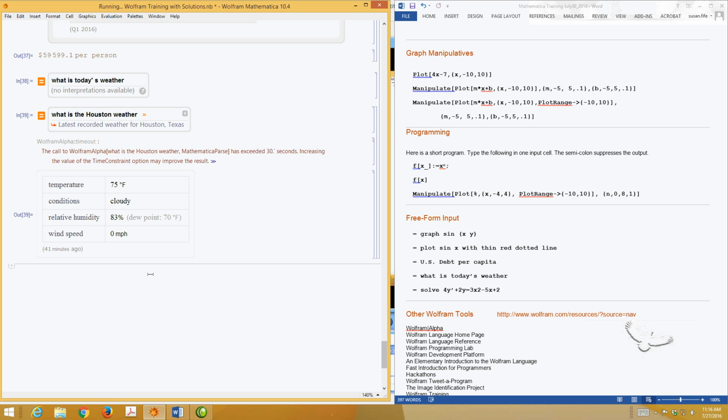Or I could tell it to solve an equation. Solve. Oh, forgot the equal sign again. Equal sign solve 4y prime plus 2y equals 3x squared minus 5x plus 2. So here when you use freeform input, it assumes that if you have a number after a variable, that's an exponent.